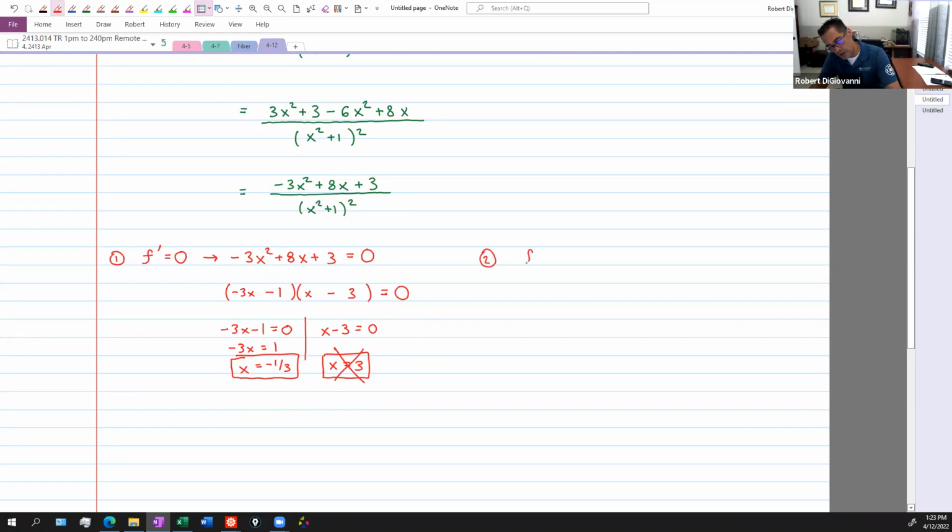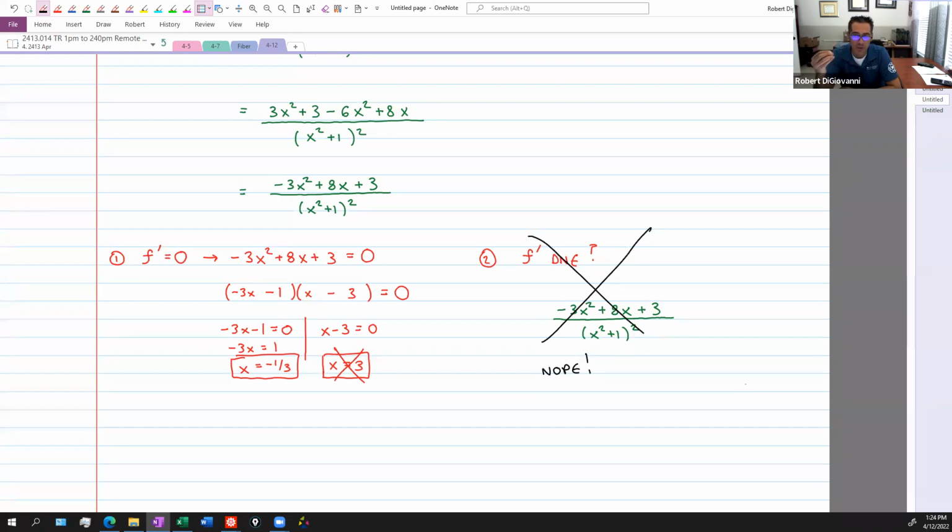Step 2. Does my derivative ever not exist? Well, let's take a look at that derivative over here. Well, it's a fraction, right? So the only issue I would ever have is potentially if the denominator was ever 0. But we already looked at this, right? X squared plus 1 can never be 0. So I have no issues. There's nothing that's going to cause that to ever be undefined. Nothing to worry about with that. No critical numbers in terms of the derivative not existing.